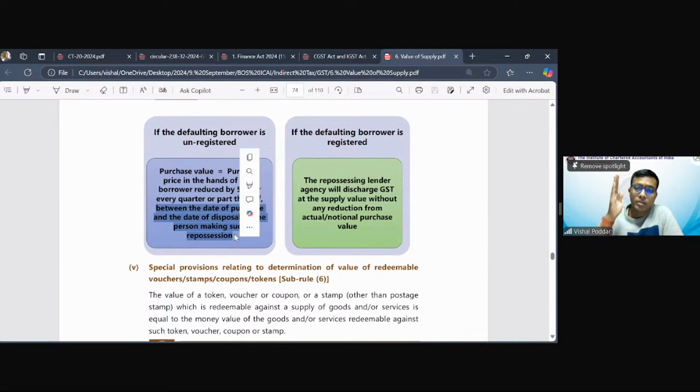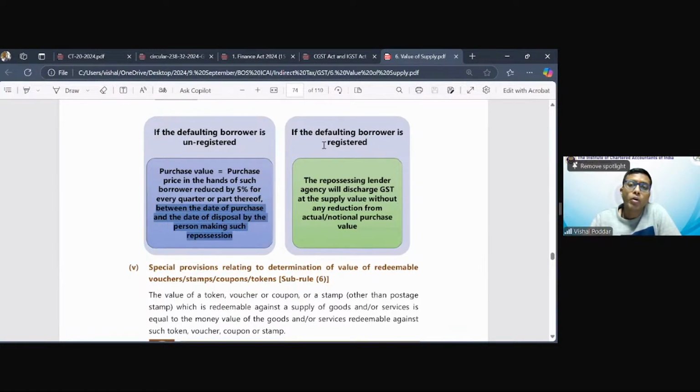So the date when these goods were purchased till the date the bank is selling these goods, not the date on which they have repossessed. It may have happened that I have repossessed the goods now, but it takes me 6 more months to sell it because I am not getting a buyer. In such cases, from the date of purchase till the date of disposal, that is the date of sale, whatever is the period, you'll compute the notional depreciation and reduce it. This is where the borrower was unregistered.